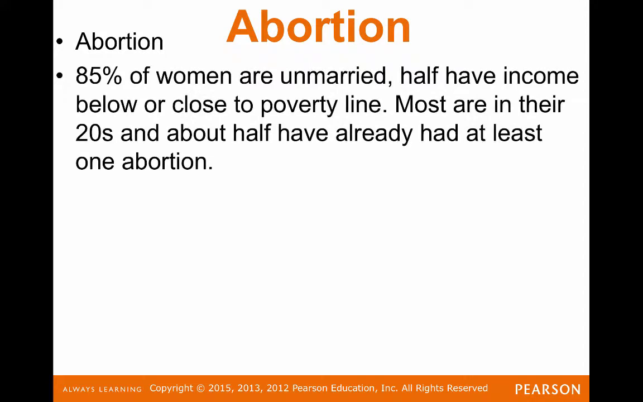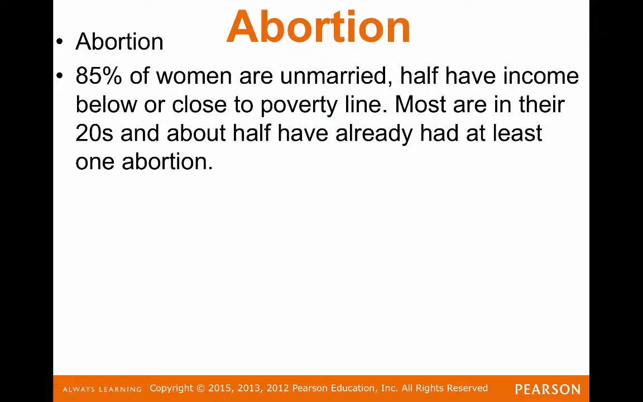So abortion is the intentional termination of a pregnancy. There are 1.2 million abortions performed annually in the US, and about a quarter of all pregnancies end in abortion. So 85% of women who undergo the procedure are unmarried. Half have an income below or close to the poverty line. So, again, looking at the demographics there of who is going through this: people who are unmarried, who are poor. Most are in their 20s, and about half have had at least one abortion already.